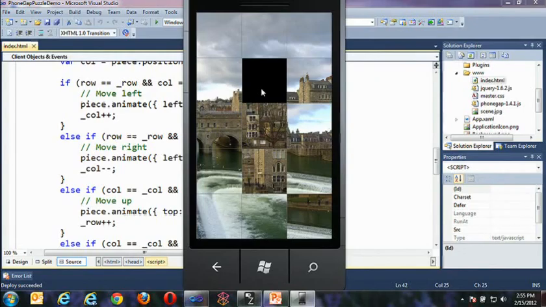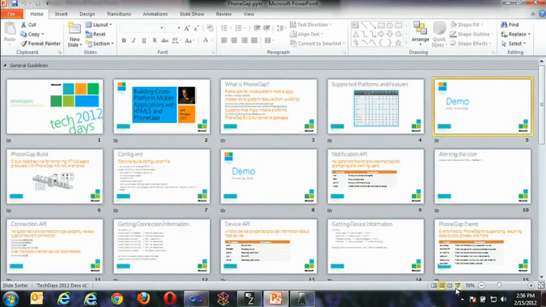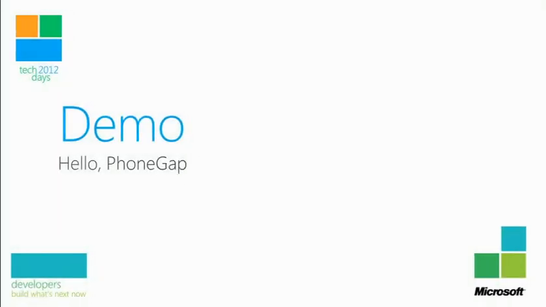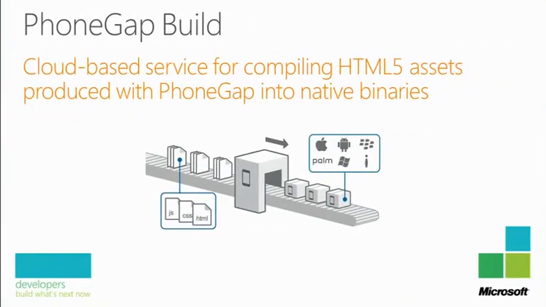Right now, I just have a WP7 binary. If I want to deploy this to other devices, if I want to create native binaries for them, I'll need PhoneGap Build. So let's go back to the slides here for just a moment. PhoneGap Build, again, is a service in the cloud, currently free, may not stay that way forever, but at least for now it's free. It's very simple to use. I'm going to demonstrate it for you.